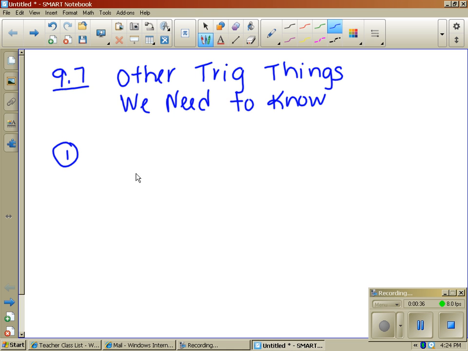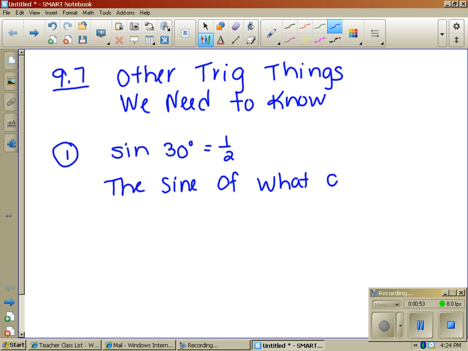First thing, you know that the sine of 30 degrees equals 1/2. What if I said the sine of what angle equals 1/2? So the sine of what angle equals 1/2? Your answer, 30.